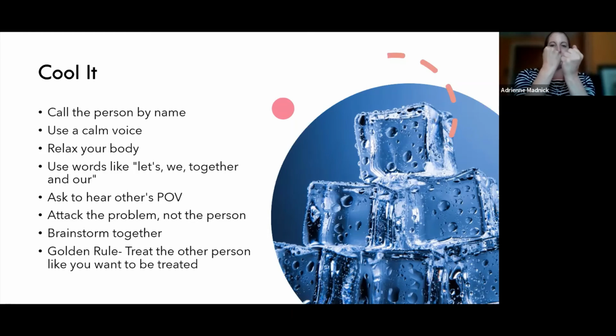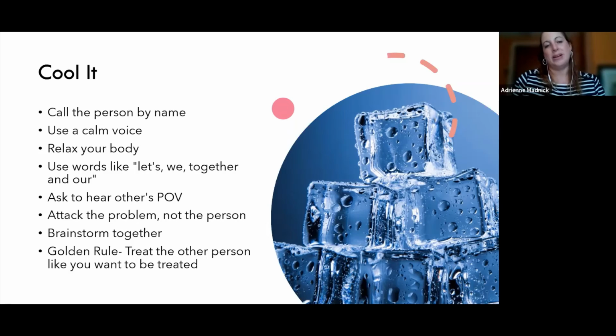You'd be surprised how your body language, like we talked about earlier, can tense up. Your fists can be clenched and you won't even realize it. Our body is sensing tension and that anger buildup, so relax your body, uncross your arms, stretch, take a step back, take a breath. That's super important. Use words like let's, we, together, and our.